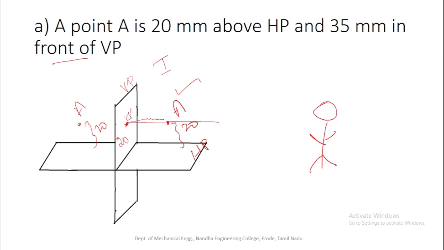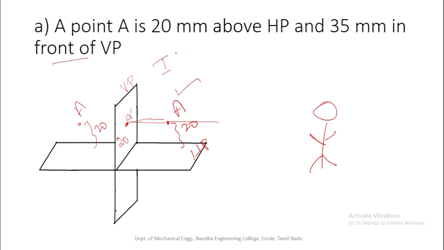We are using some notations to mention the front view and the top view. The original name of the point is given as a capital A. The corresponding front view of the point is given with a small a with a dash. So small a dash is nothing but the front view of the point capital A.